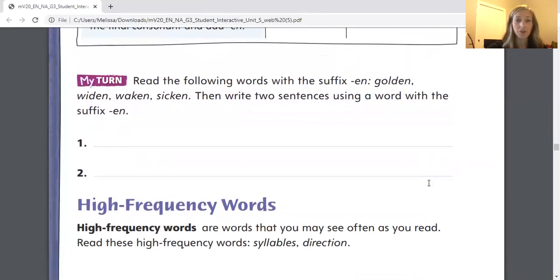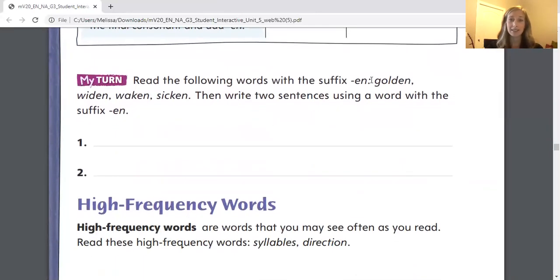All right, so your job is to read these words with the suffix en, the words golden, widen, waken, sicken, and then write two sentences using a word with the suffix en. So you guys, that's up to you. I'm gonna let you do that work on your own. So you need to write two sentences, one on line 1, one on line 2, using a word from the example with the suffix en. So you need to write a sentence using the word golden, widen, waken, or sicken.